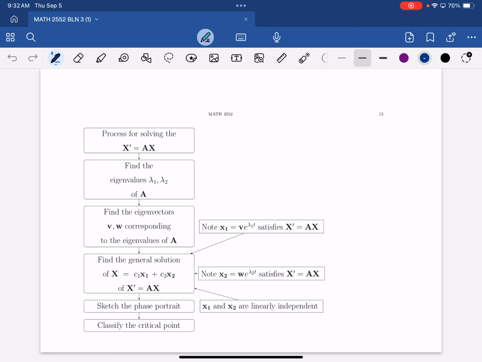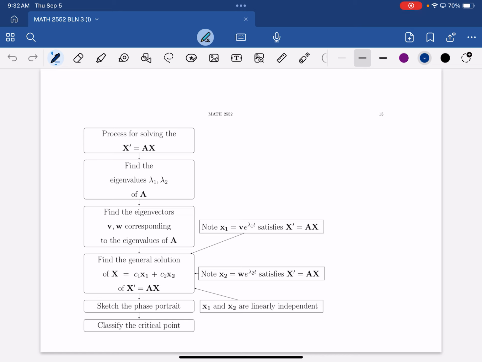Okay, the story is this. We wanted to solve the higher order differential equation. Then we said, okay, we want to fall back on what we already know. So we made the change in variables. And once we made the change in variables, it transformed into a system of first order differential equations.